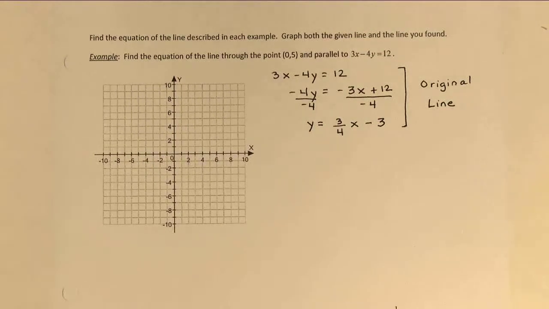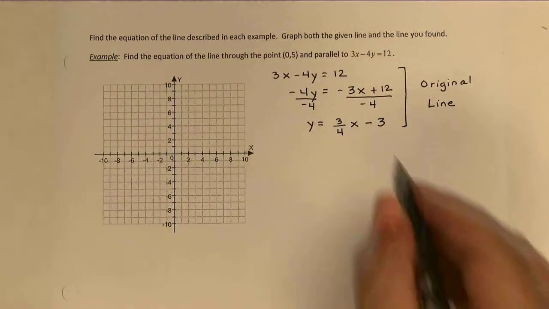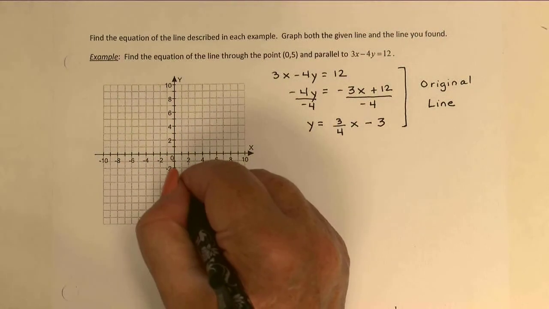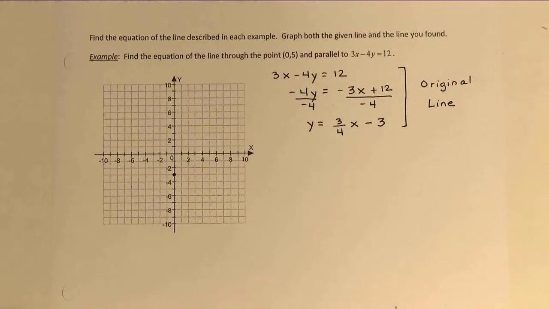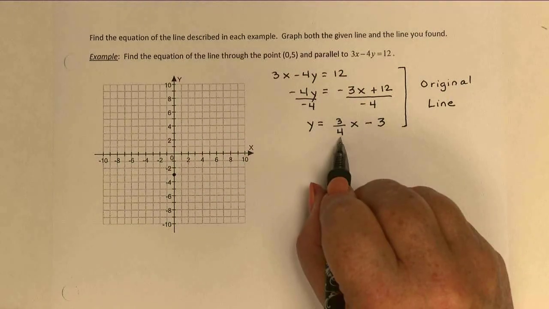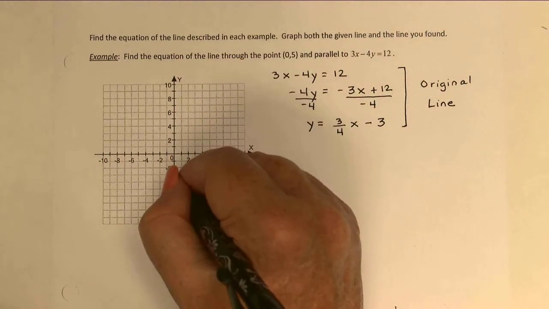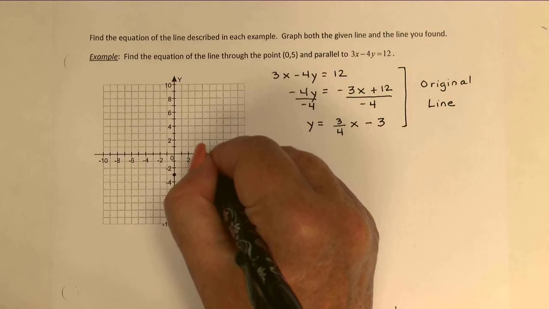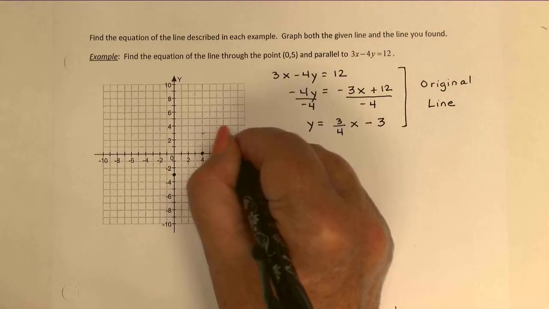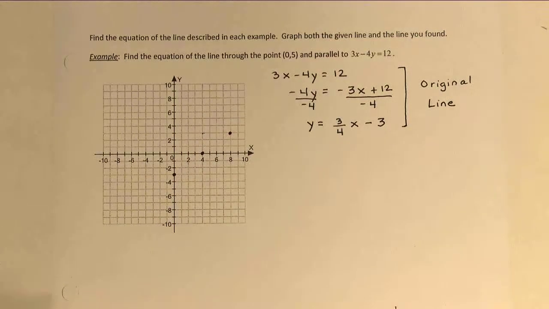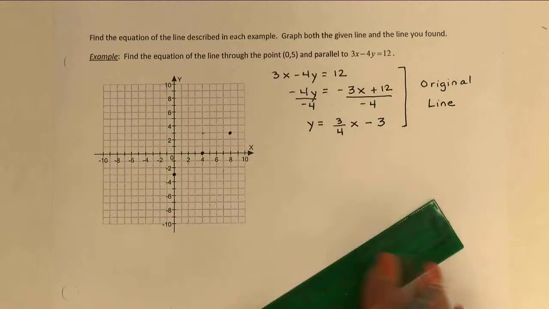And we can certainly graph that right now. Our y-intercept down here is negative 3, and then our slope is 3/4. So we can just go up 3 and over 4. And I'll do that a couple of times so that I can draw my line.